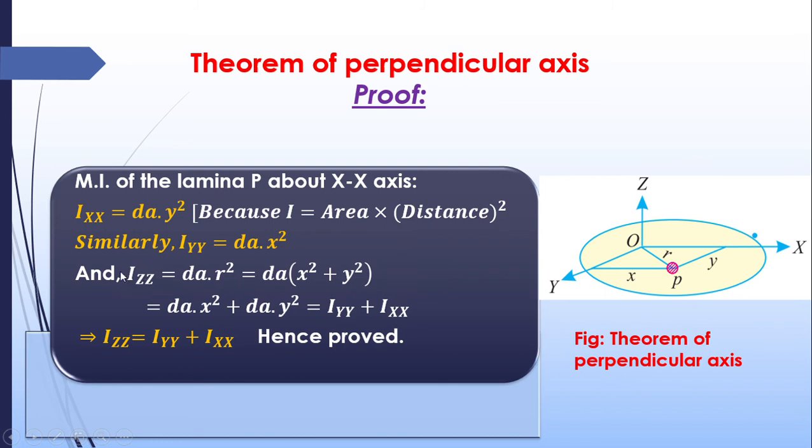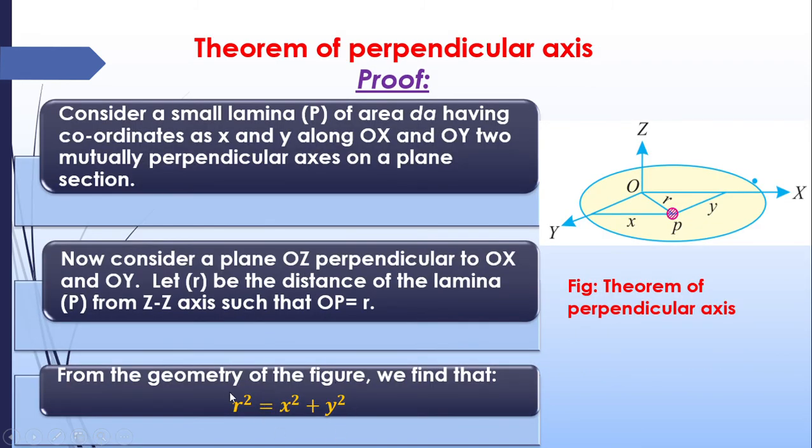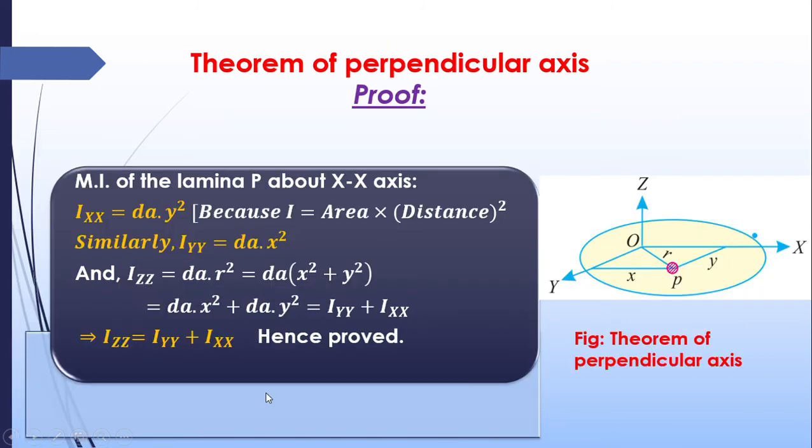Similarly, along the z-axis it will be equal to dA into r square, because r is the perpendicular distance from the z-axis. Now, this r square can be written as x square plus y square. We have already got that. So we are substituting it here: x square plus y square. Now dA r square is equal to dA x square plus dA y square.